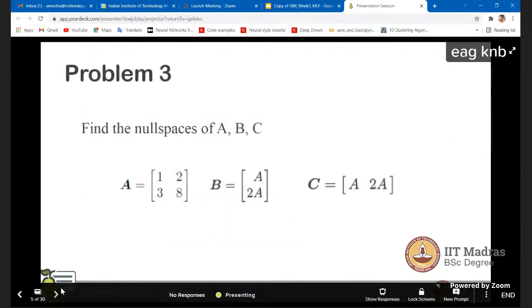Let's move on to the next question. Find the null spaces of these three matrices A, B, C. This is your A matrix, which consists of two rows, and the B matrix and C matrix are formed from the A matrix. If I have to give your answers, mark A and then write the null space value. You might get a point or a vector or anything. So write A and the answer, comma B and the answer, comma C and your answer. I'll give you 5 minutes to solve the problem.